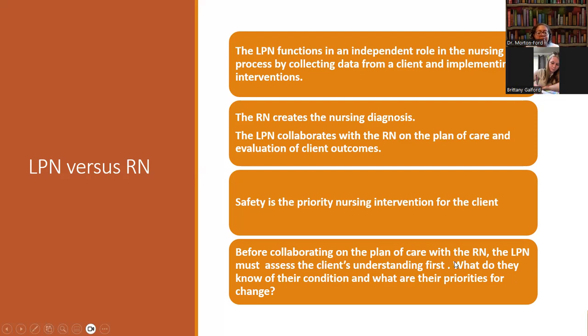Before collaborating on the plan of care with the RN, the LPN must assess the client's understanding first. So we do want to gain an understanding of how much the patient, the client, knows about what's going on with them. What do they know about that diagnosis that they have been just given? That's our starting point, because we do want to include them in the plan of care.